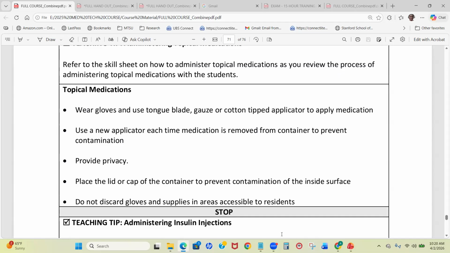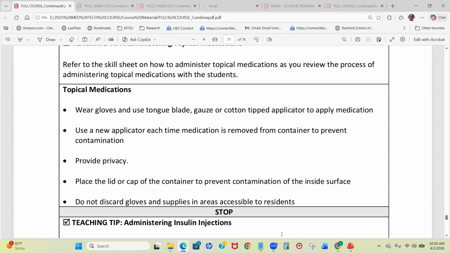For any topical application, whether through the nose, vaginal, or rectal, you put on your gloves. You put a new applicator at all times, especially if it's a vaginal application. If the same applicator must be used, make sure that it's wiped every time that it's used. Provide privacy at all times.